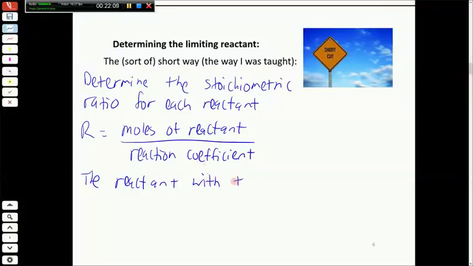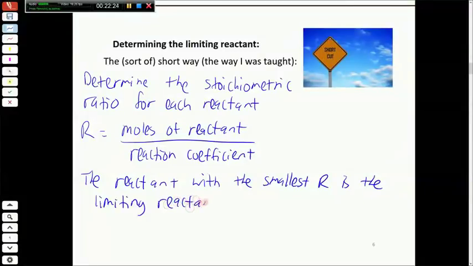The reactant with the smallest ratio is the limiting reactant, which I'll also abbreviate as LR. So once you find this stoichiometric ratio, you find which one has the smallest stoichiometric ratio. That immediately tells you what the limiting reactant is.